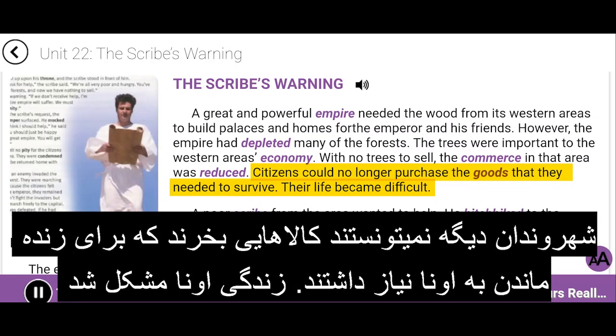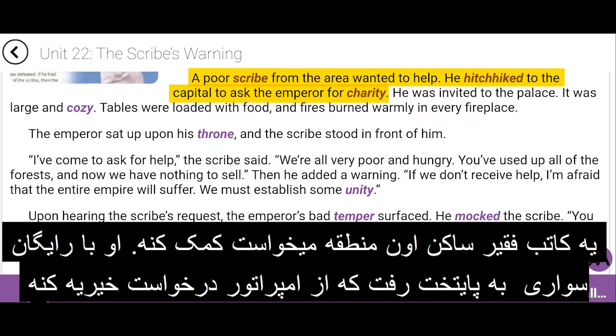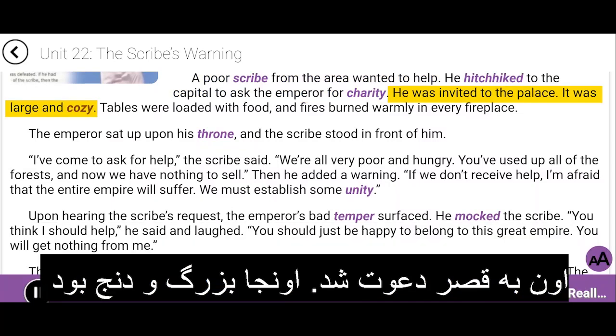Their life became difficult. A poor scribe from the area wanted to help. He hitchhiked to the capital to ask the emperor for charity. He was invited to the palace.